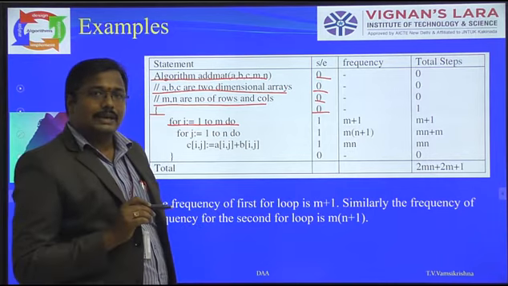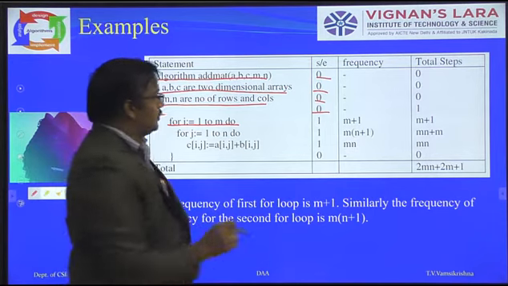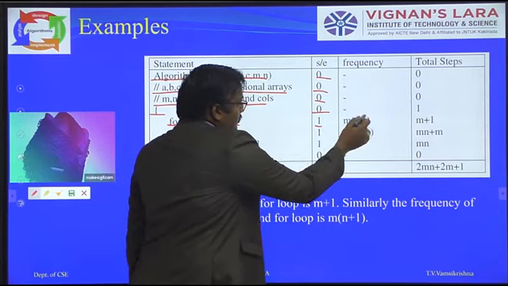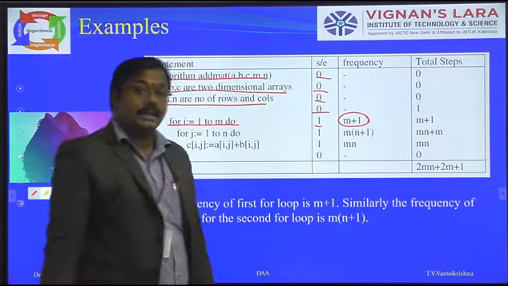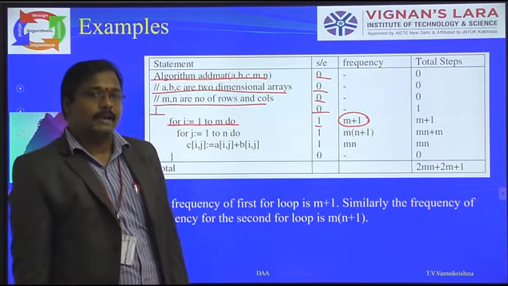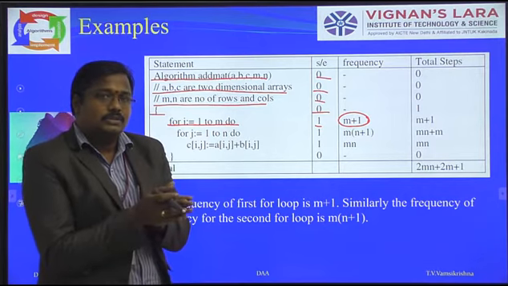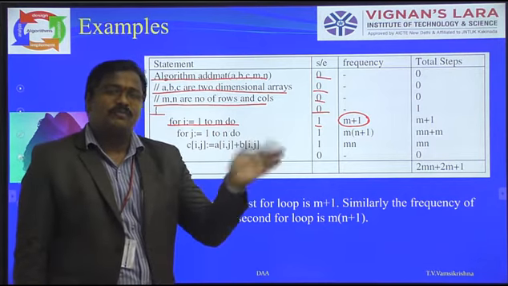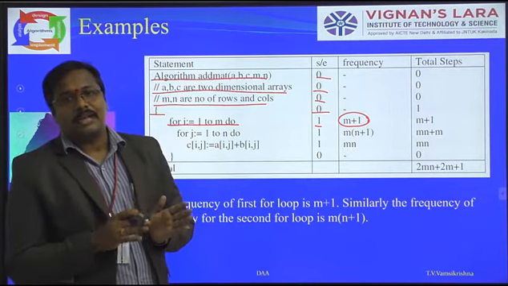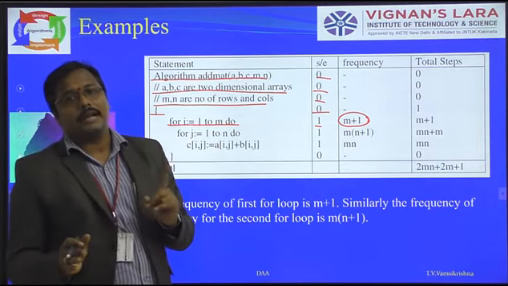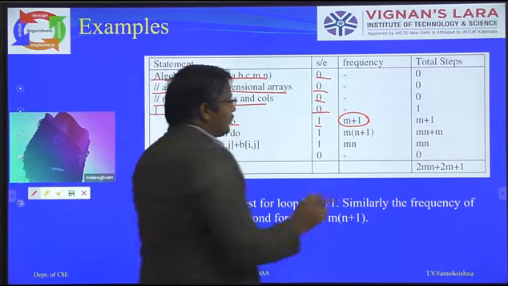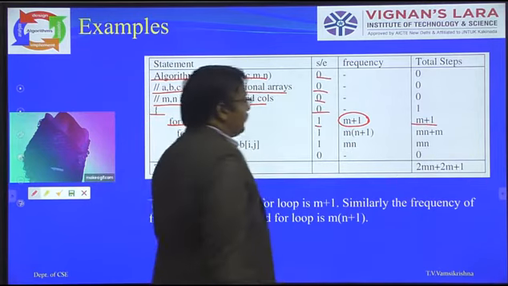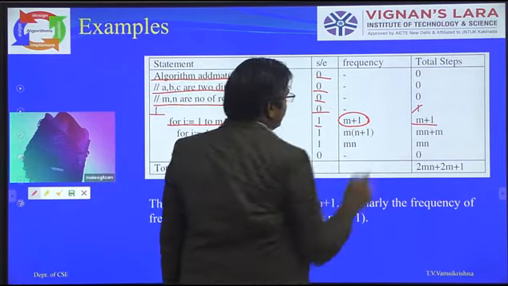In this case, the step for execution is 1, but the loop iterates m plus 1 times. Why? Because m times it is a true case and 1 time it is a false case. That's why 1 into m plus 1. This is where the mistake usually happens.